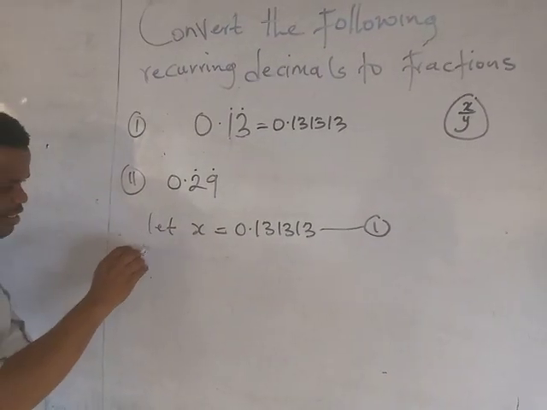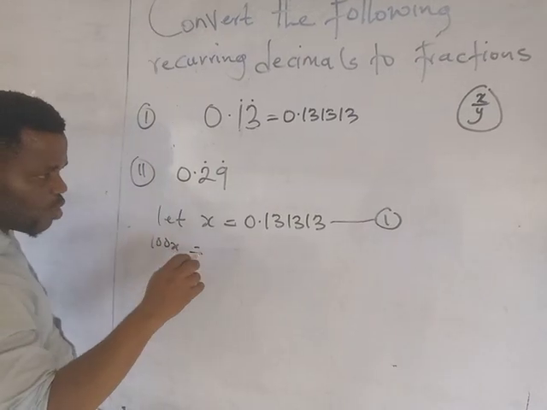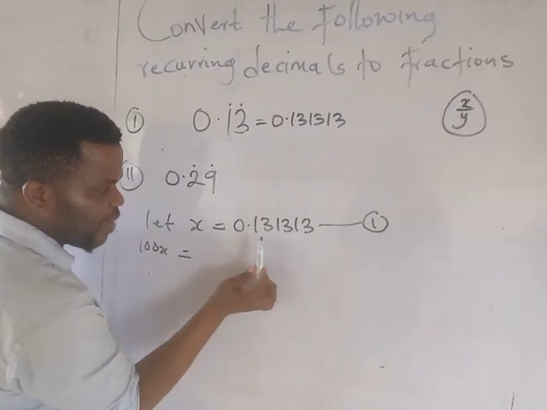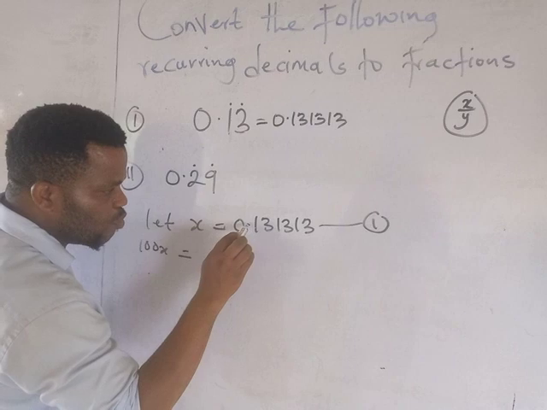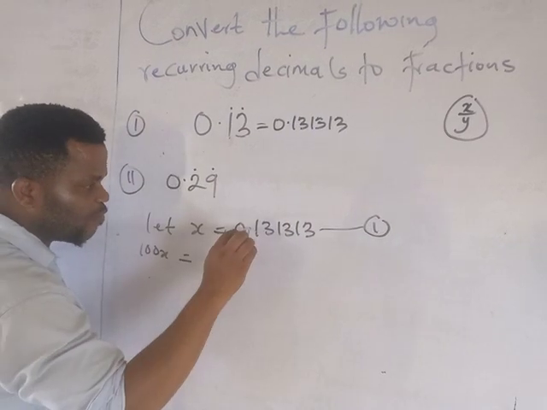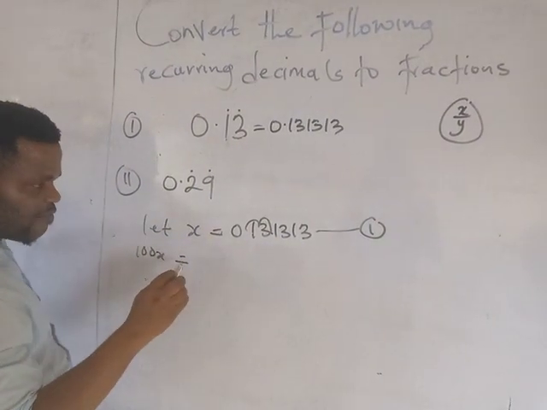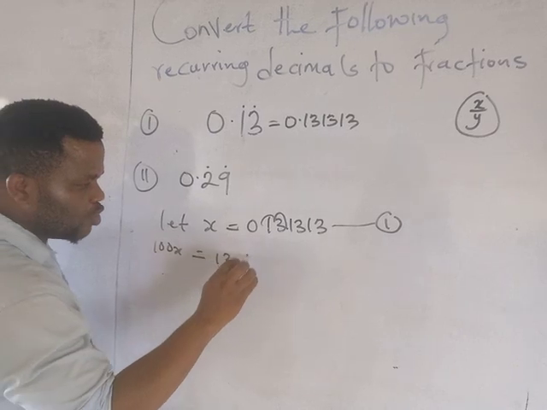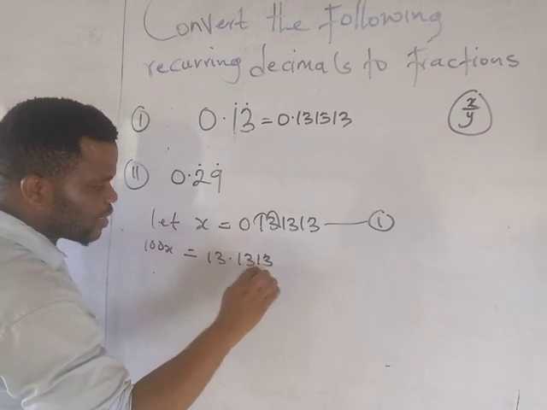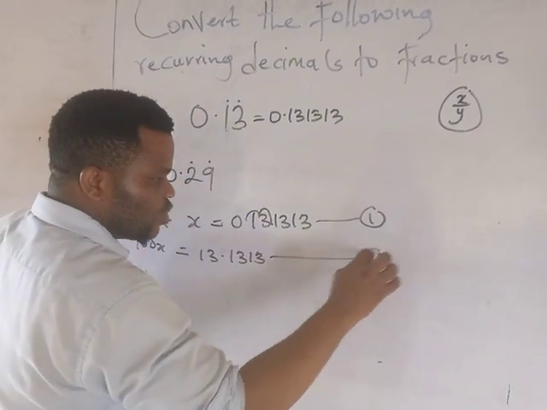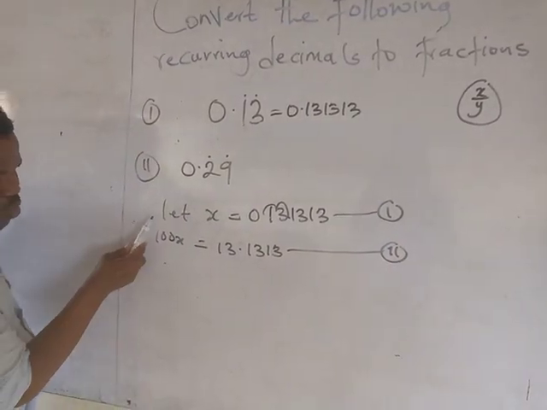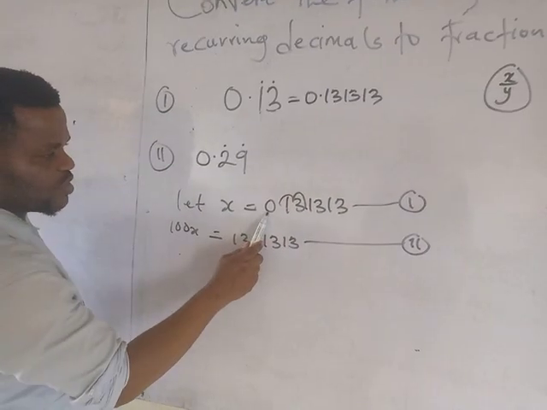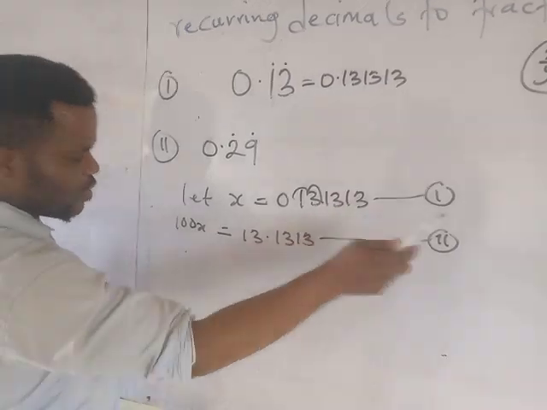So let's go. I'll multiply this by 100. If I multiply this by 100, the decimal will move 2 places, so I move 1, 2. I will have 13.1313. Let me call this equation 2. So equation 1 is x equals 0.1313 and so on.